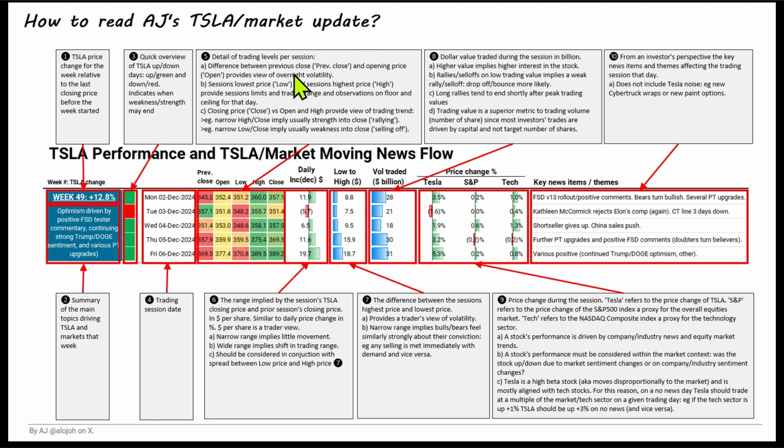So how can we read this? First of all, we start at the top left. So you have the week number. The week number is measured by the starting day of the trading week. This is just for navigational purposes, and it shows the performance for that week. So in this week, week 49, Tesla, and here I put the label week number and TSLA change, in that week Tesla was up 12.8%. So it was a very strong week. And so this is point one.